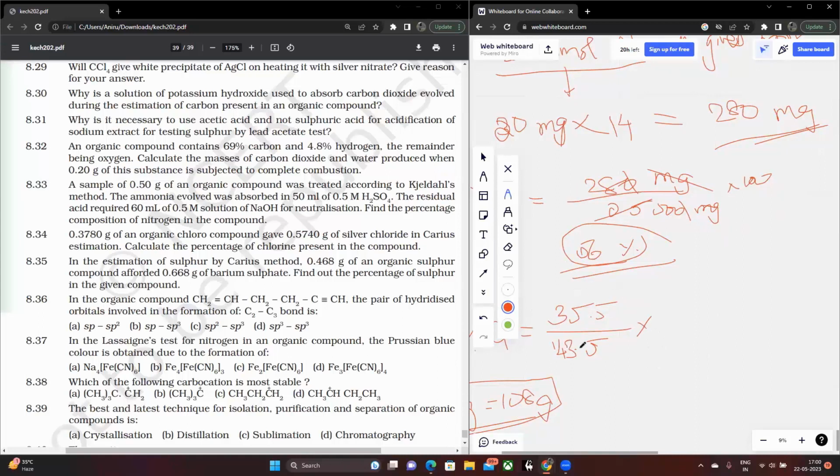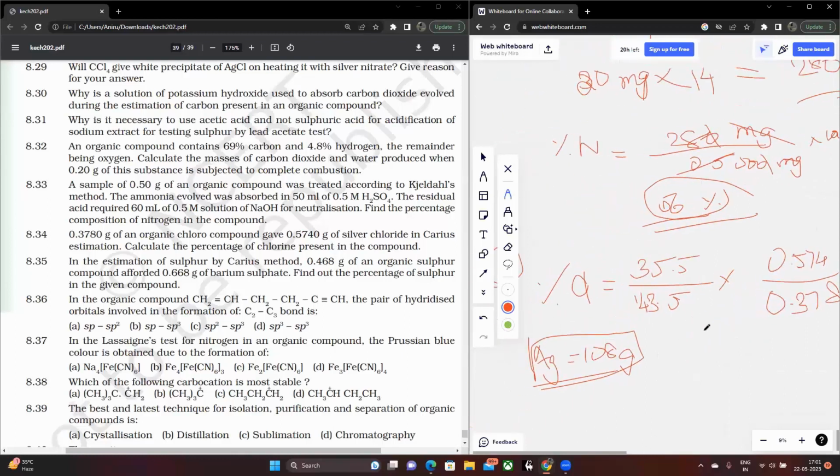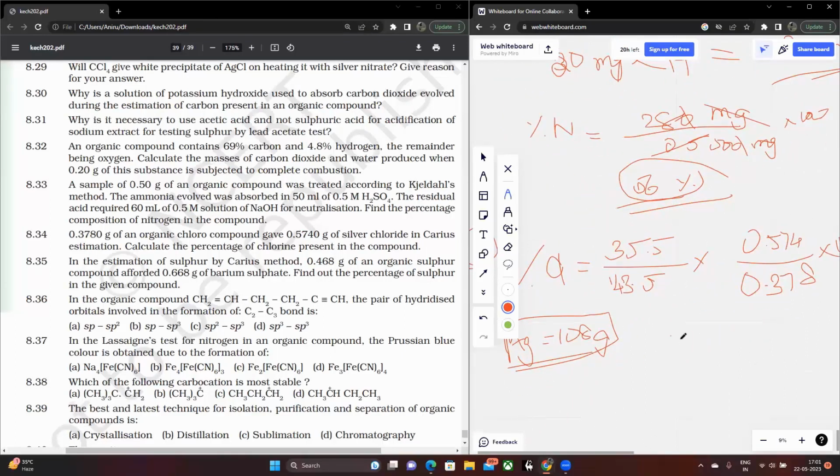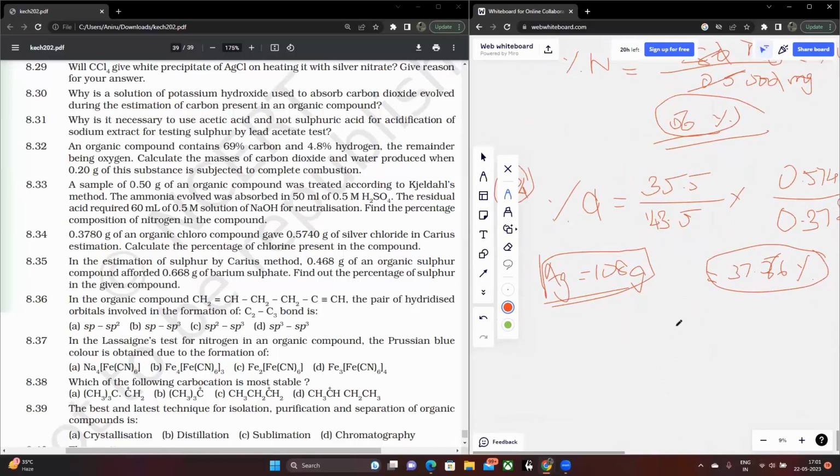The mass of chlorine by molar mass of AgCl into the mass of AgCl evolved, that is 0.574 divided by the mass of compound taken, that is 0.378, into 100, right? That is a direct formula for the Carius estimation. This equals 37.566 percent, right? Just give me a moment.